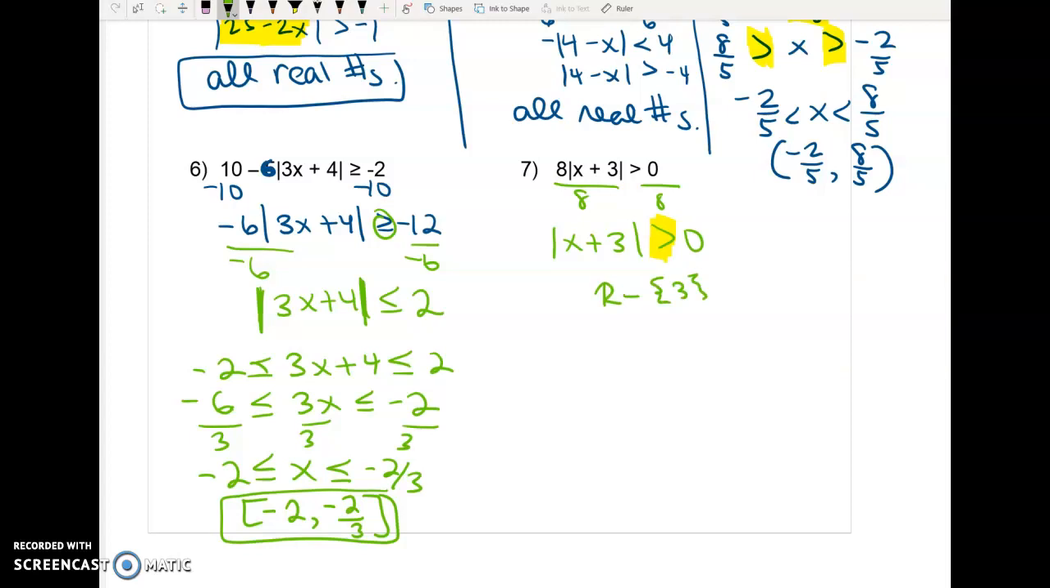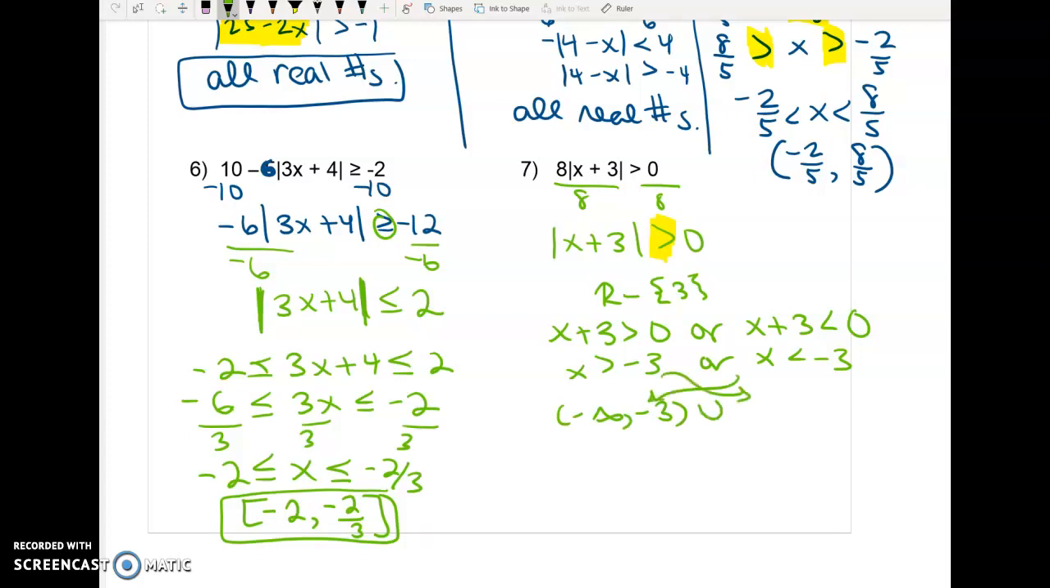The fancier way of writing that would be R minus the element 3. If you didn't think about that, or if you didn't know that, absolute value is greater, so we're doing "or." So x plus 3 greater than 0, or x plus 3 less than the opposite of 0, well, 0 doesn't have an opposite, it's itself. So x is greater than negative 3, or x is less than negative 3. This would be negative infinity to negative 3 union negative 3 to infinity, which is exactly what all real numbers minus the element 3 is in interval notation.